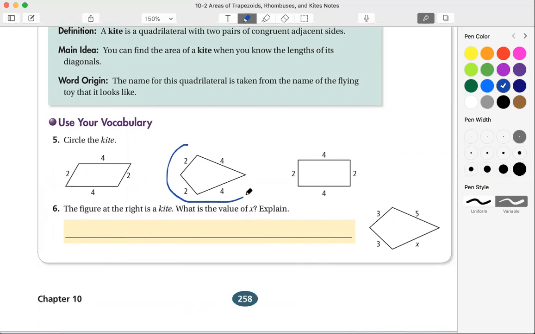The adjacent sides are congruent. These two here would be the adjacent sides, and these two here would be the adjacent sides. So the figure at the right is a kite. What is the value of x? x equals 5. A kite has two pairs of congruent adjacent sides.